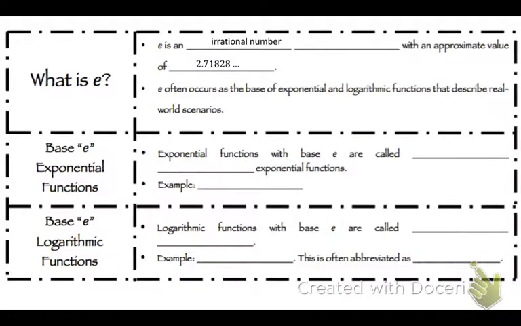Exponential functions with a base e are called natural base exponential functions. So that would be like e to the x. Logarithm functions with a base e are called natural logarithms. And that would be like log base e of x, which is the same thing as ln of x. Okay, so if you ever see ln of x, that's just log base e of x. Okay?